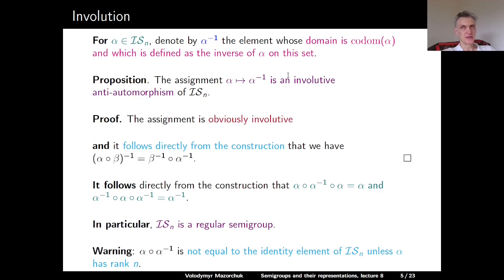Let us note that this inverse is in the semigroup sense, not in the group sense. Alpha after alpha to the power minus 1 is not equal to the identity element of ISN unless alpha has rank n, unless alpha is invertible.